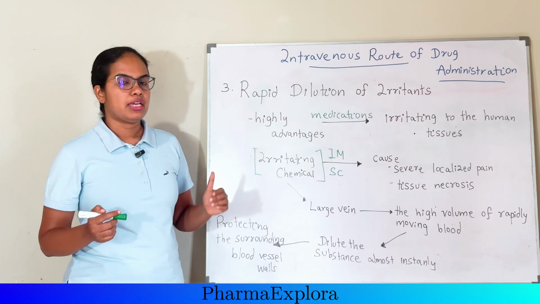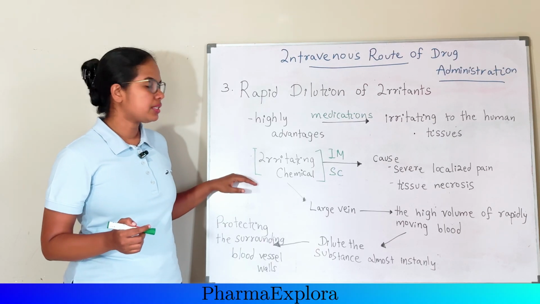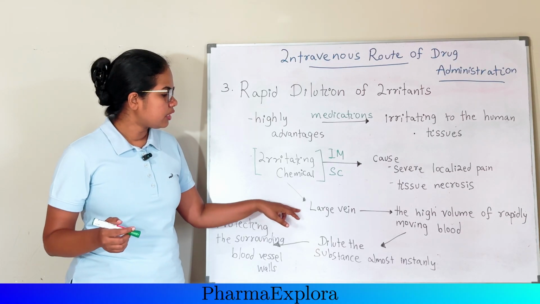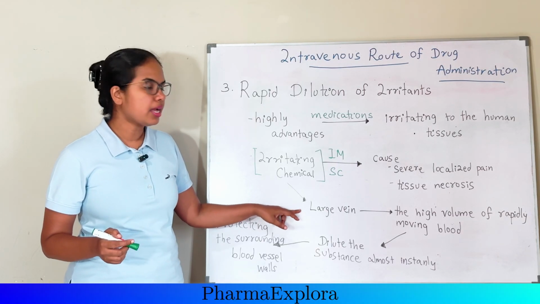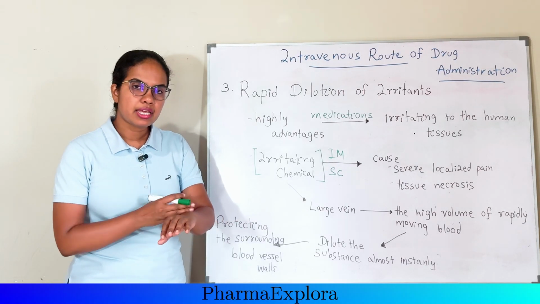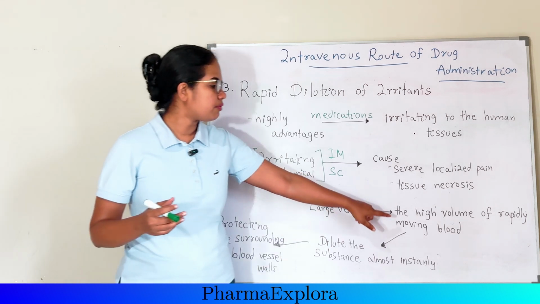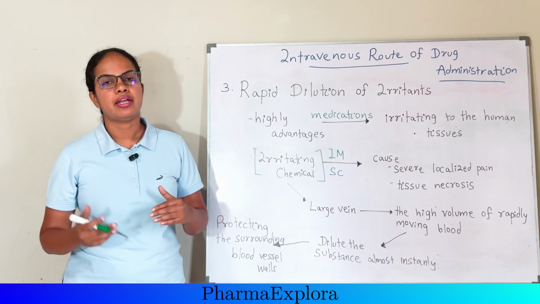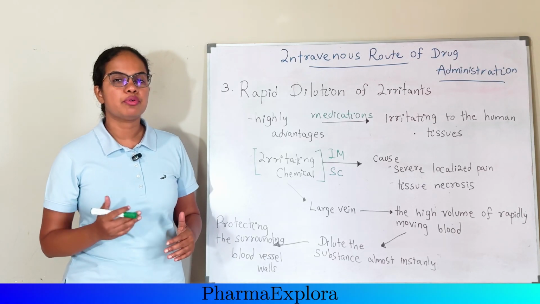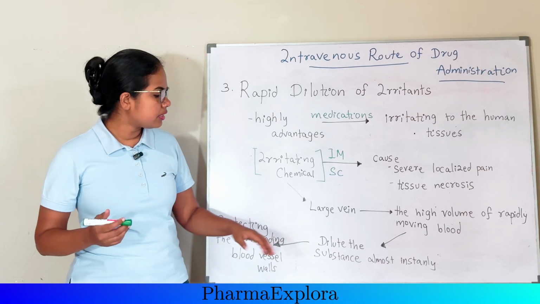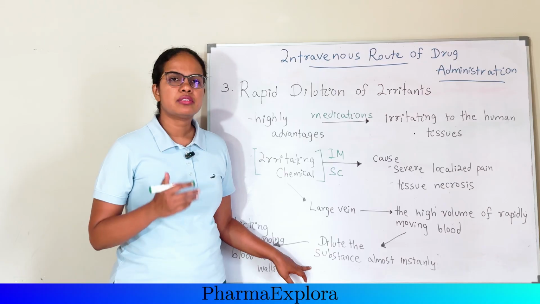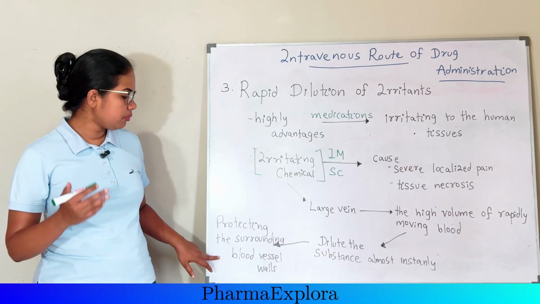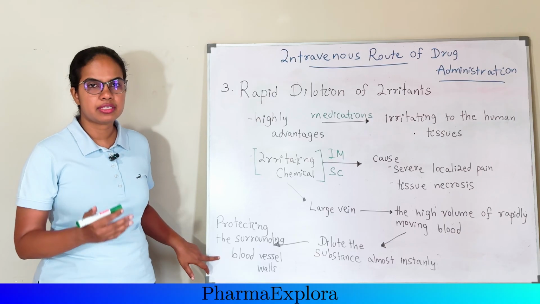But if you administer this particular irritating medicine into a large vein, what will happen? In that large vein, you will find a high volume of rapidly moving blood. So this blood dilutes the substance almost instantly. Therefore, it will protect the surrounding blood vessel walls.